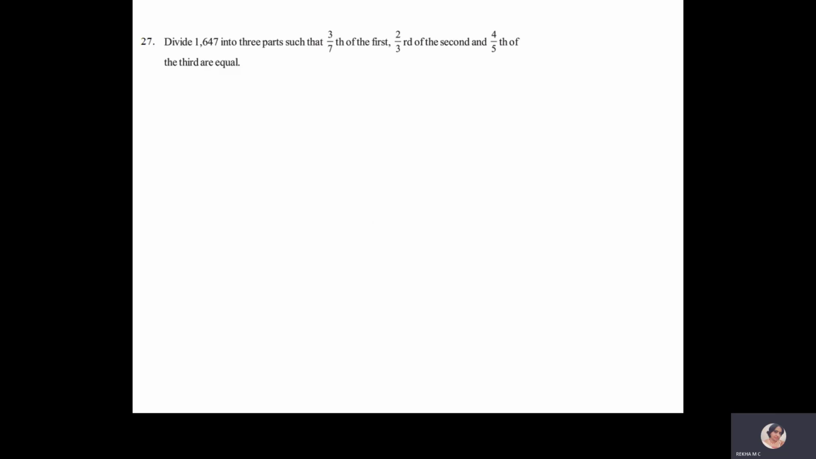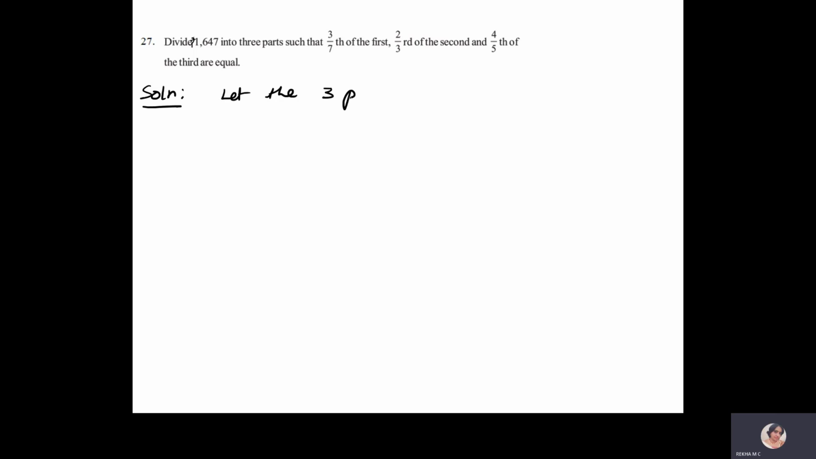Next question. Divide rupees 1647 into 3 parts such that 3/7 of the first, 2/3 of the second, and 4/5 of the third are equal. Solution.